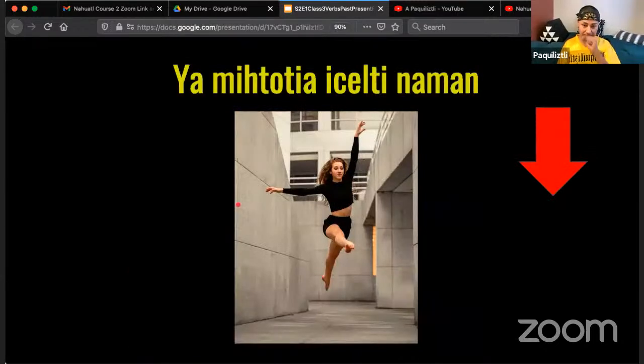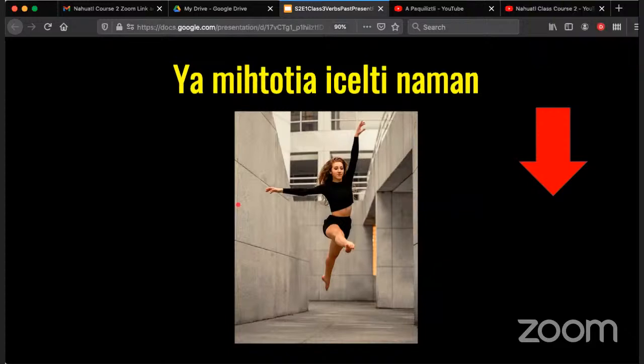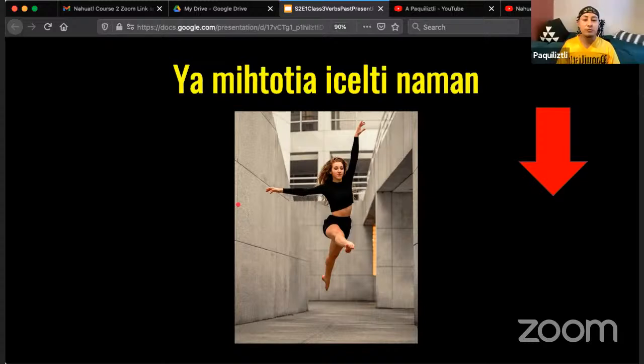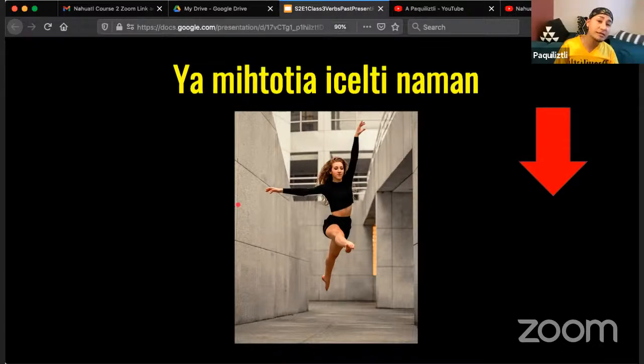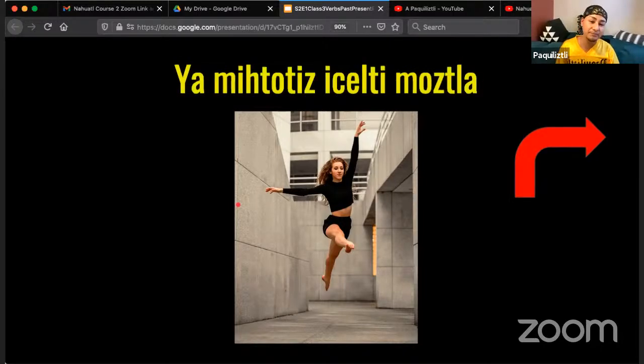Naman, okay. Ya mihtotia y selti naman. Tlenki chiwas mostla. Mostla mitotias y setli. So remember with the IA verbs, you have to drop the A. So it is na mihtotias. Ya mihtotis y selti mostla.